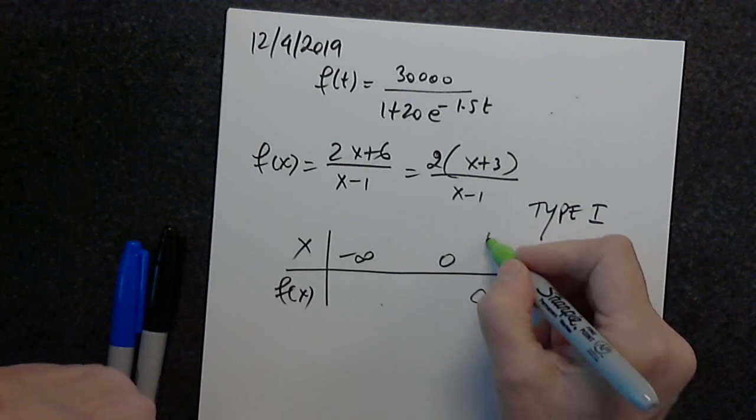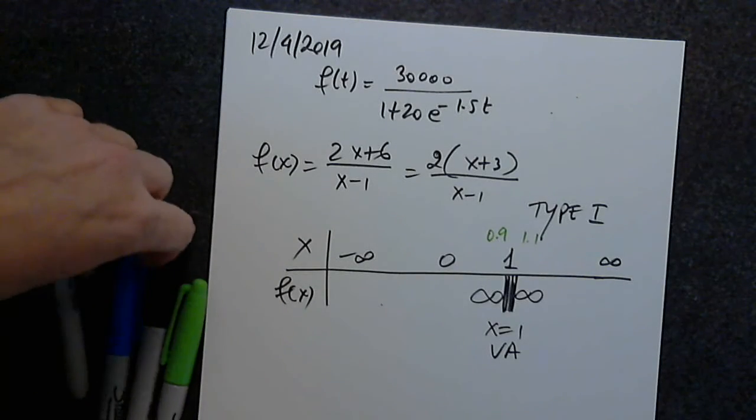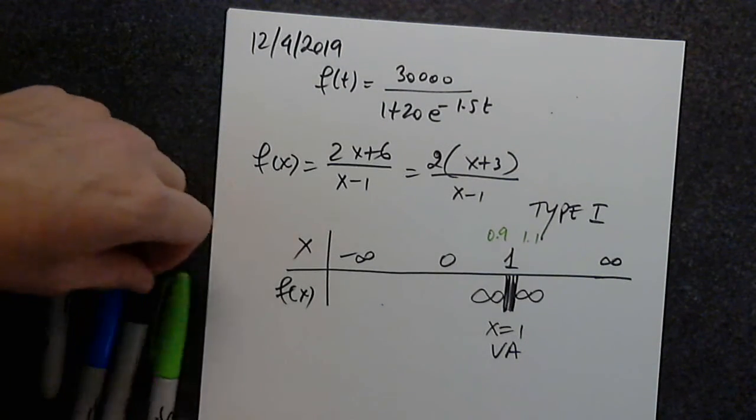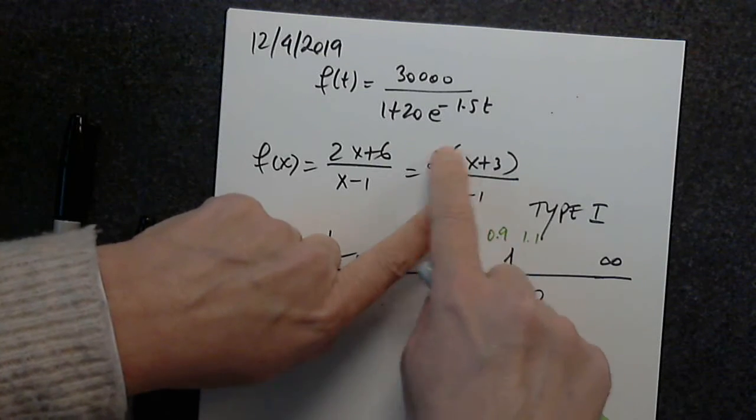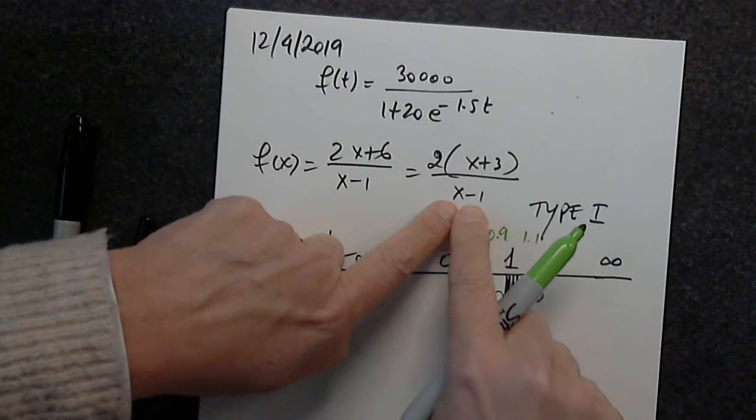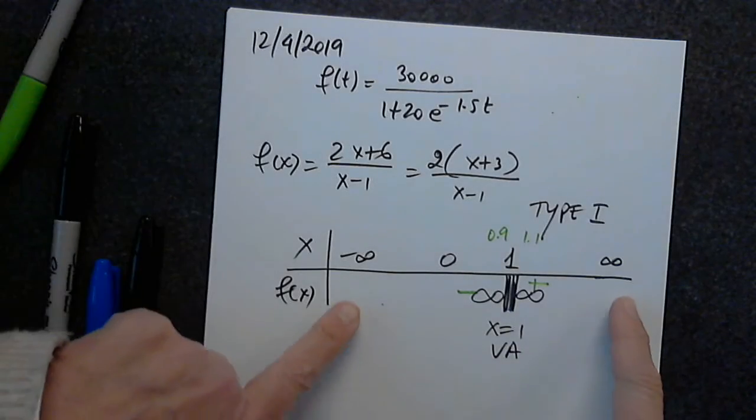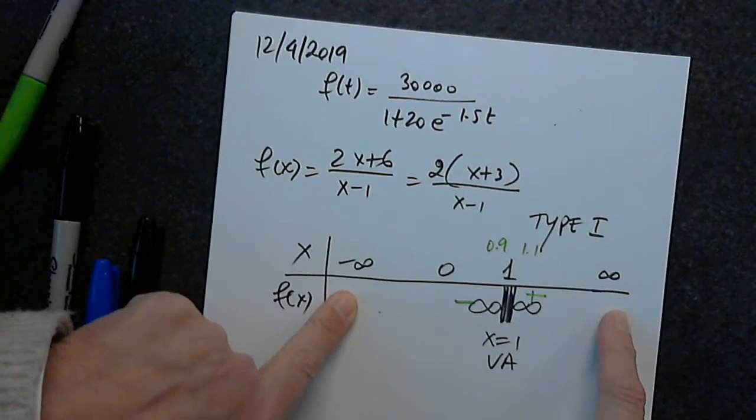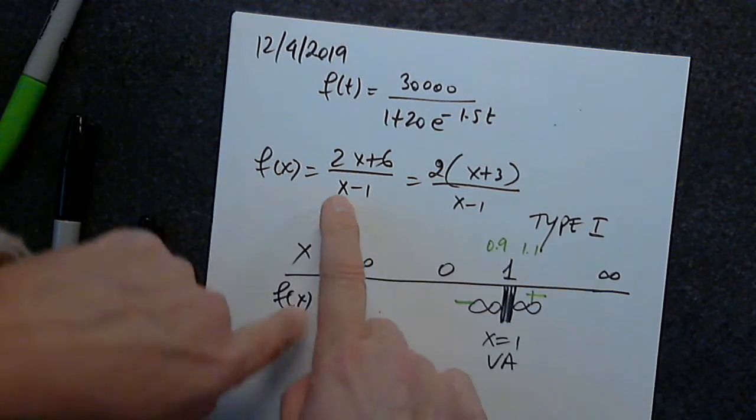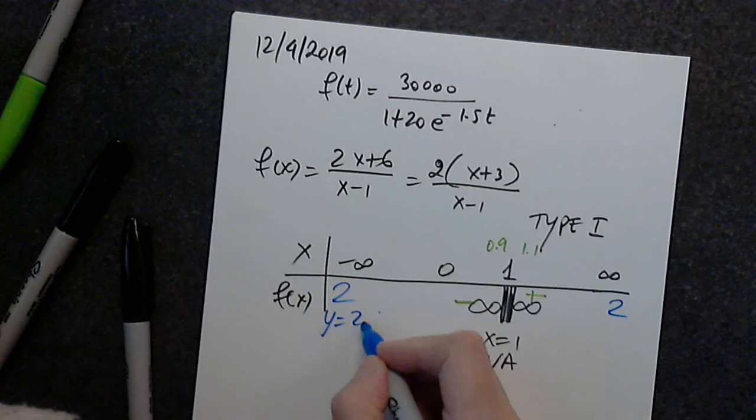For the signs, I will plug in 0.9 and 1.1. So when I plug in 0.9, this is positive, but this is negative. And when I plug in 1.1, everything is positive. Next, for the end behavior, because it's type 1, it is the leading coefficient over the leading coefficient, which happens to be a horizontal asymptote.